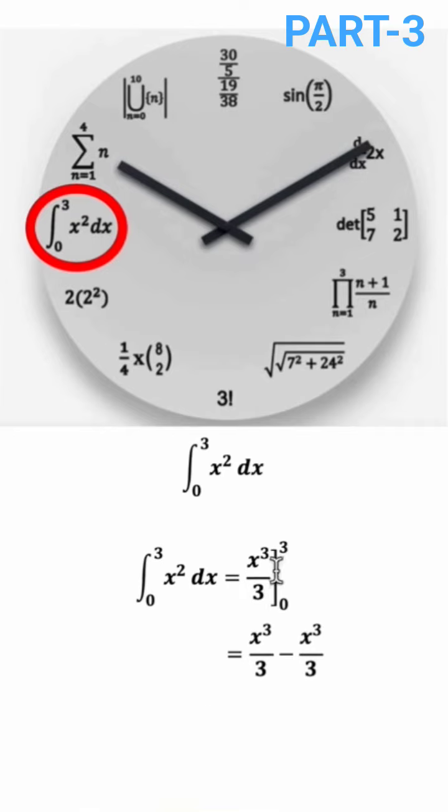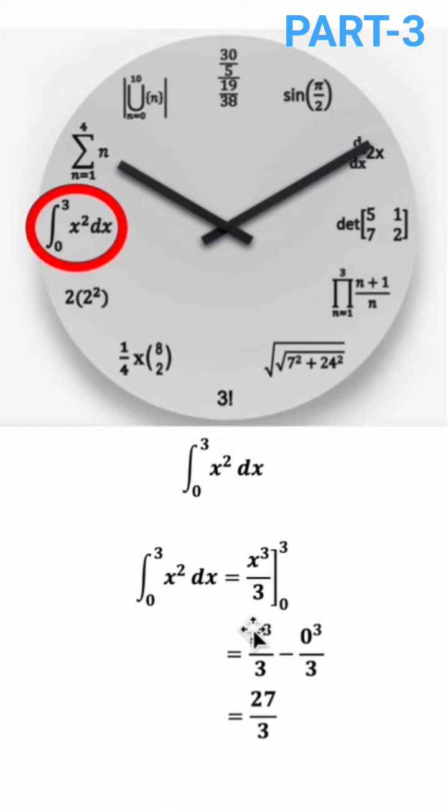We're going to do x cubed over 3 minus x cubed over 3. But for the first x cubed over 3, we're going to plug in this 3 for the x. And then for the second x cubed over 3, we're going to plug in the 0. So that's where the 3 and 0 come in right here. We plug in 3 here and 0 here. And now let's simplify this.